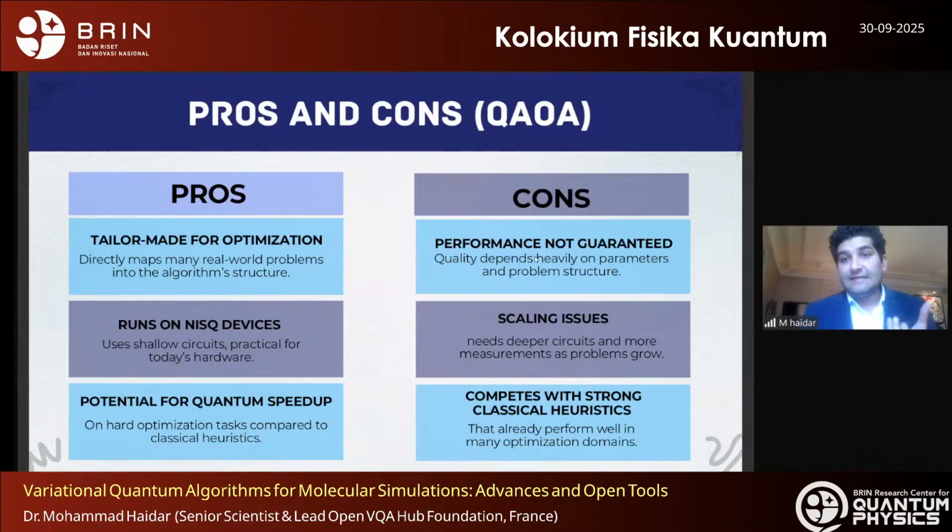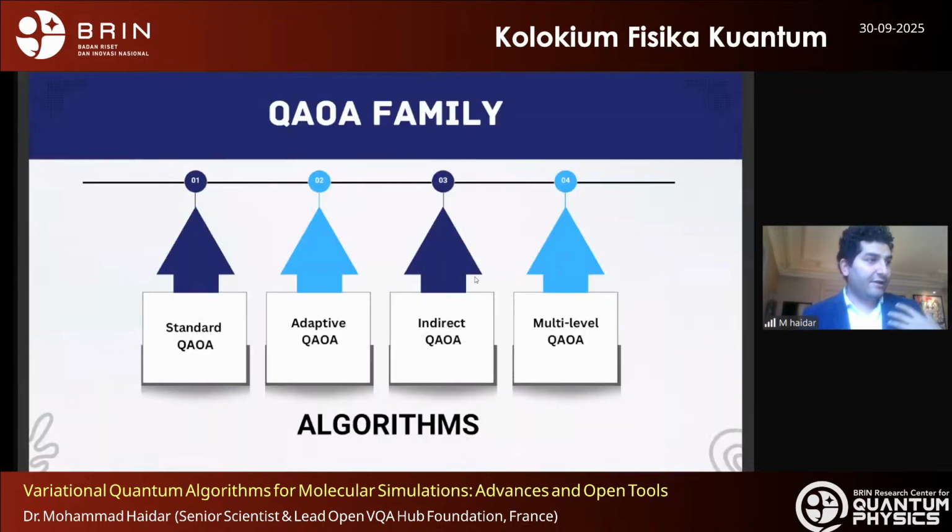And also, it really depends on a lot of parameters because we have the mixer and the cost Hamiltonian. That's why we have a lot of gates, and that's why it's like a hardware efficient ansatz, in fact. So it's really limited by the number of parameters. So we have adapt QAOA, which means that you adaptively select your mixer Hamiltonian operators, and like adapt VQE, you iteratively measure the gradient and add your most important operators. Now, indirect QAOA, and we have multi-level QAOA.